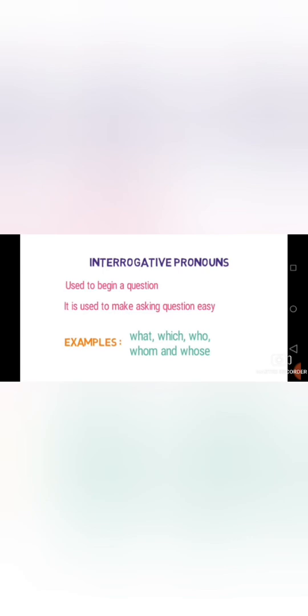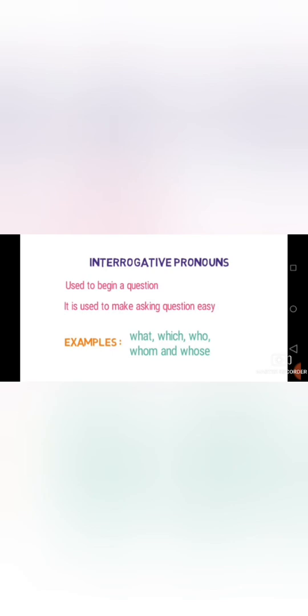After that you have interrogative pronoun. Interrogative means to question something, to ask something. Interrogative is known in Urdu as sawaliya. So you can say it is used to begin a question. It is used to ask questions like what, which, who, whom and whose.